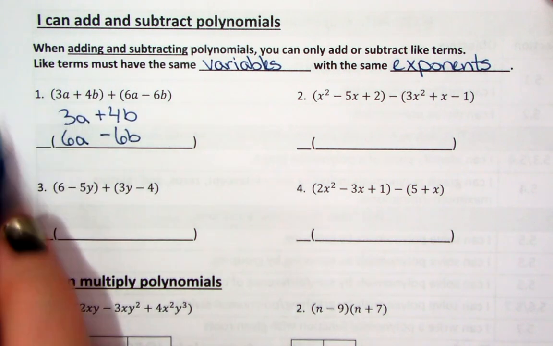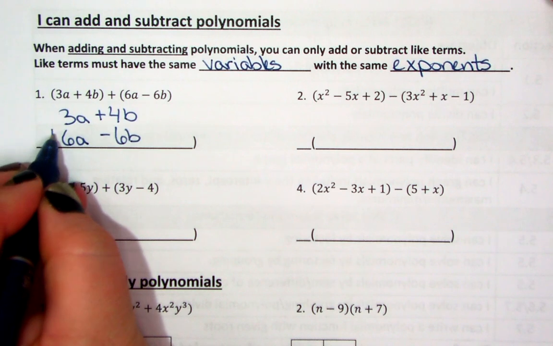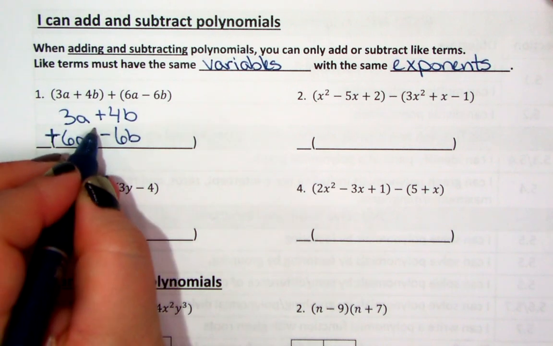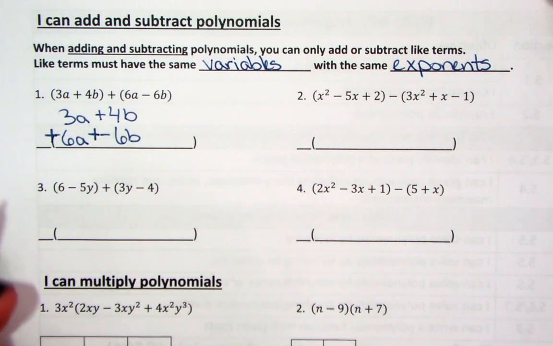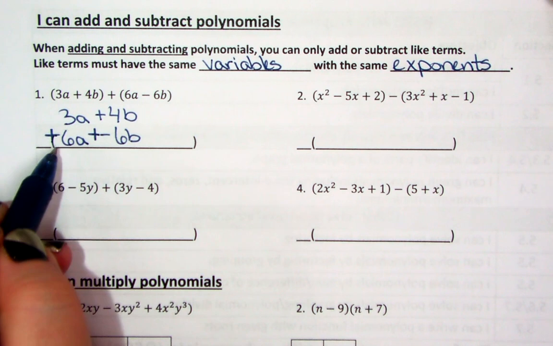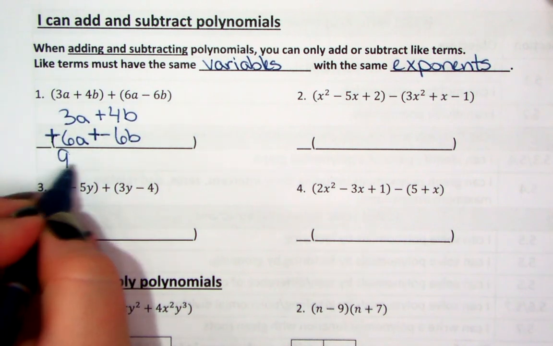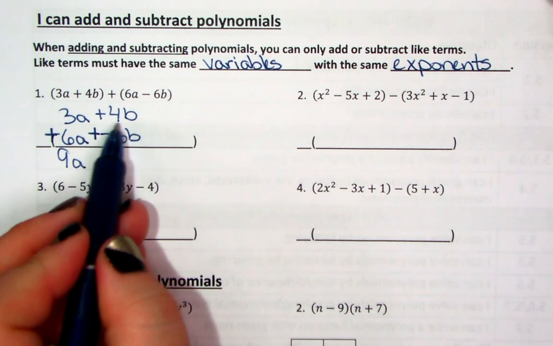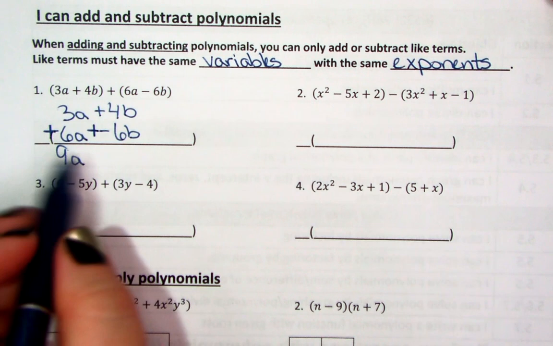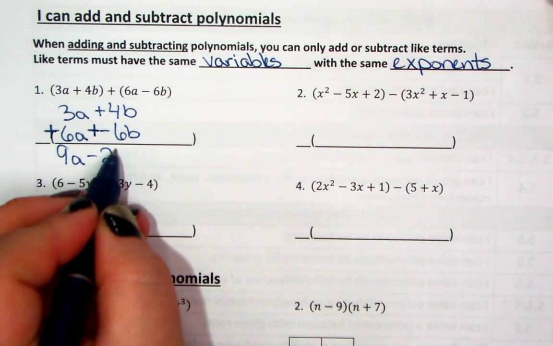And we are adding. So I like to write an addition sign in front of each of the terms in the second one to remind me that I'm adding. 3a plus 6a gives me 9a. 4b plus negative 6b gives me negative 2b.